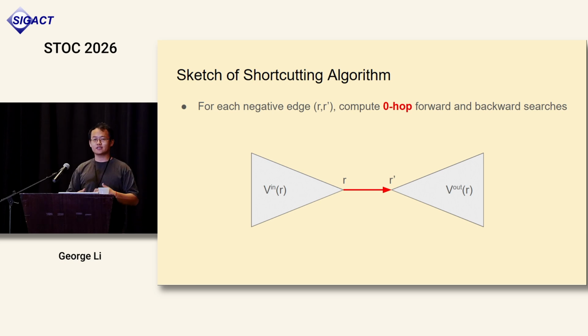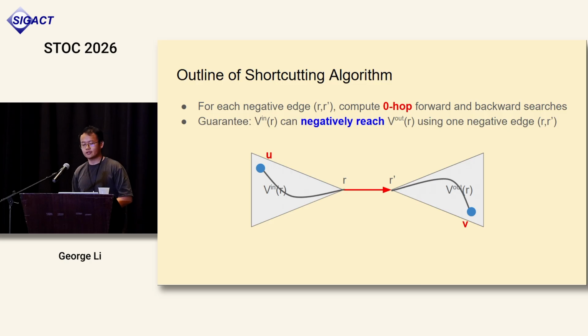And what are the guarantees that we're going to have on the forward and backward search? What we're going to guarantee is that for every vertex U in the backward search and every vertex V in the forward search, the 1-hop shortest path from U to V through the negative edge, R prime, is negative. So there always exists a path from the backward search to the forward search going through R to R prime, 1 hop, negatively.